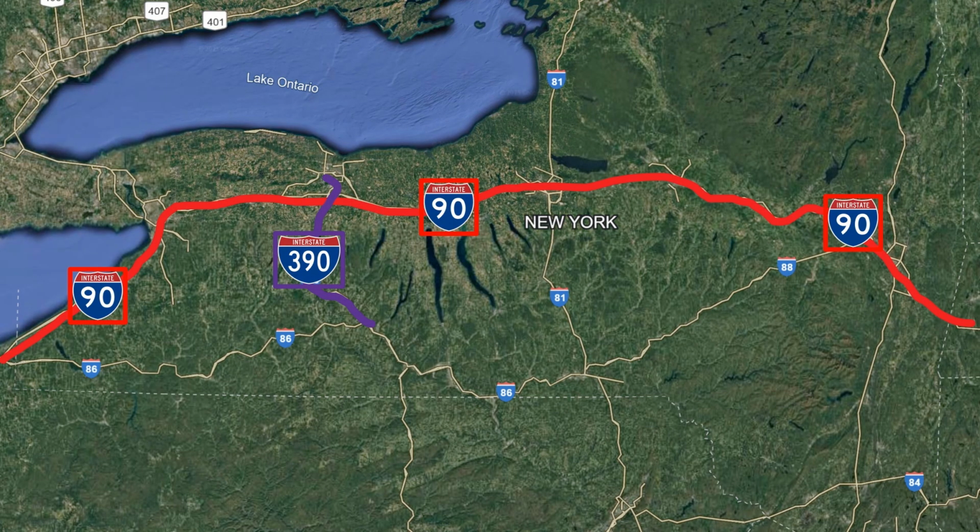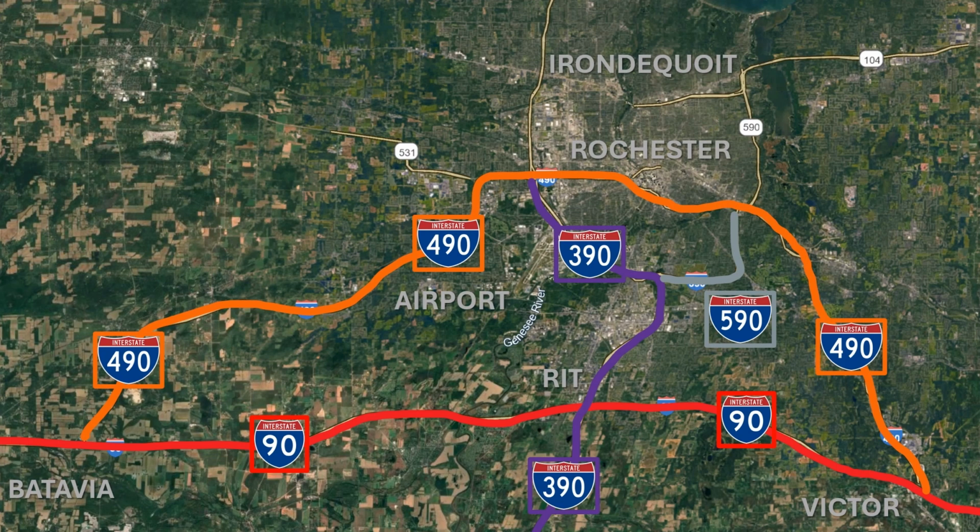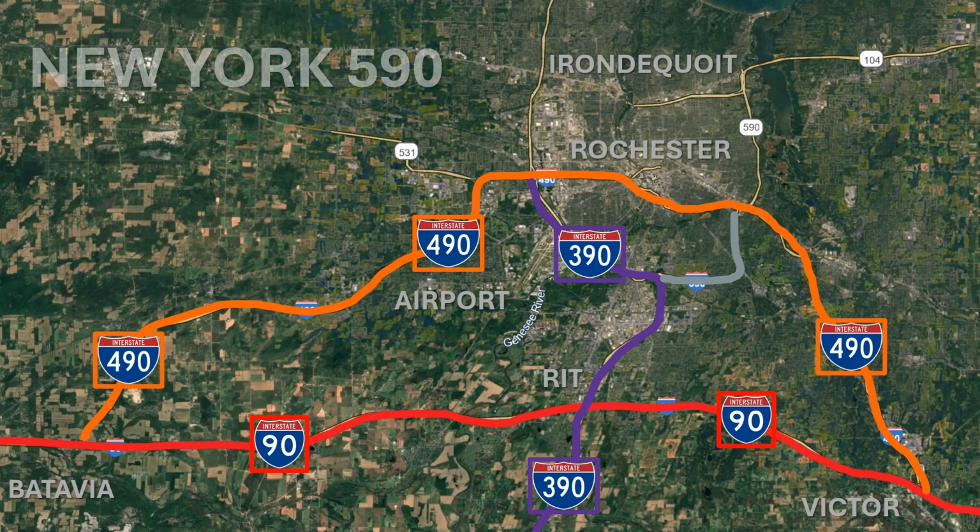Here's 390, how far it actually goes. Definitely the longest current I-90 spur in New York. Back to Rochester, there's a very simple change to be made here. That's it. You can see north of 490, New York 590 is already there. Nothing changes except now everything is compliant.